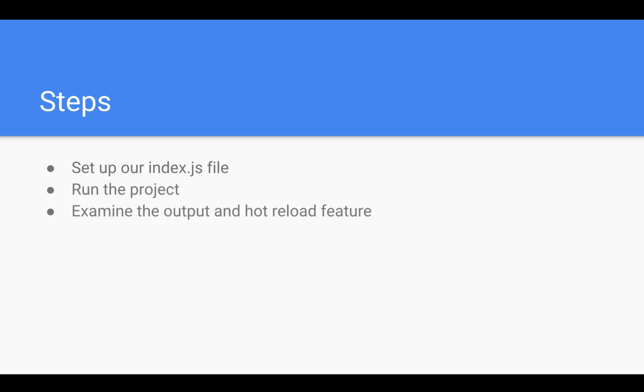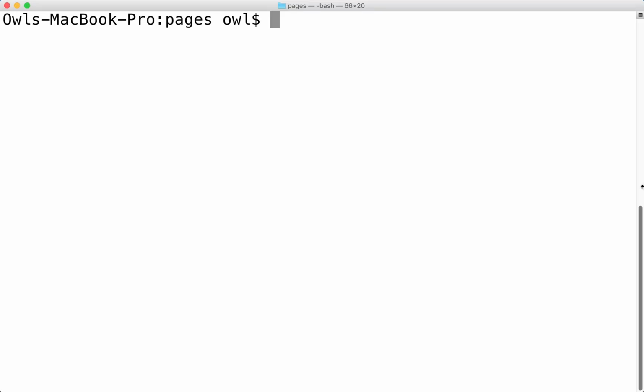So the steps for this tutorial are going to be to set up our index.js file. We'll create it, put it in pages, and put in the necessary code. We'll then run the project again through command prompt or terminal. And then we'll examine the output in a browser, and we'll also get a chance to explore the hot reload feature. So let's head on back to our terminal or command prompt.